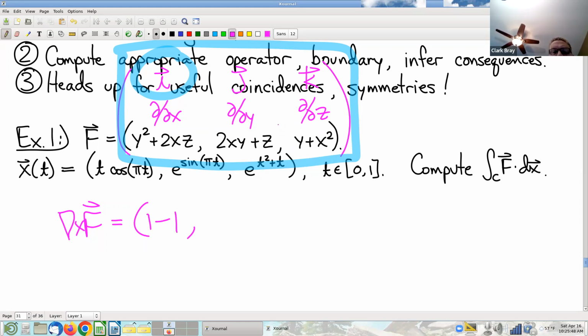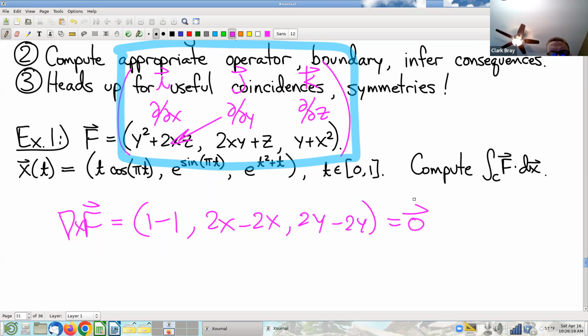Okay, next we have 2x minus 2x. And then lastly, I guess we'll get rid of that. Lastly, I have 2y minus 2y. And so I get the 0 vector.